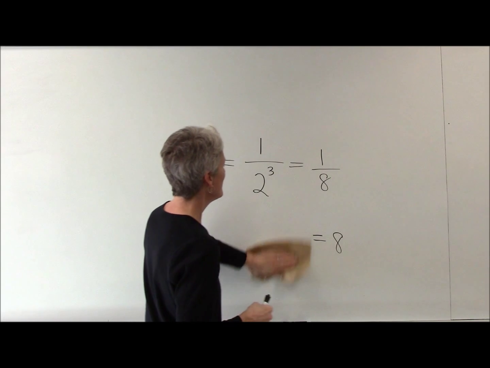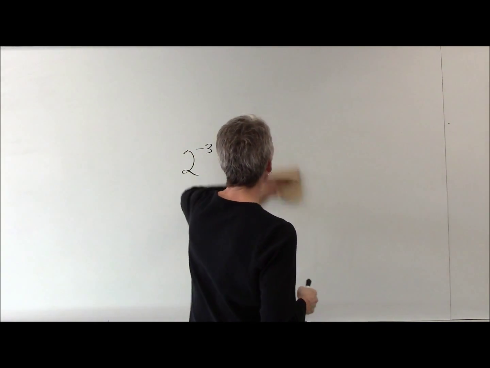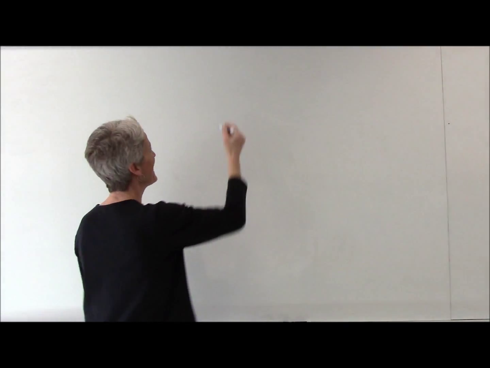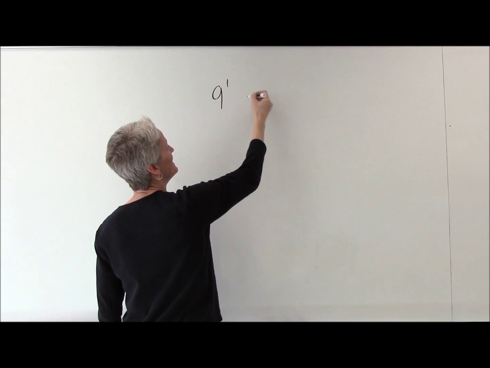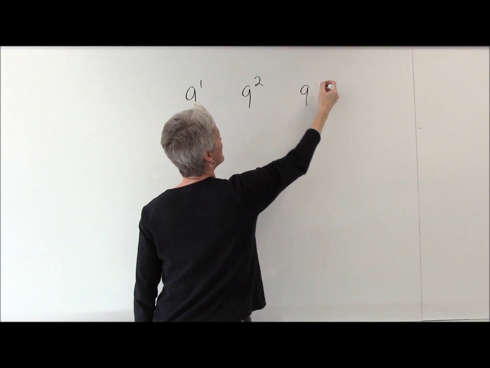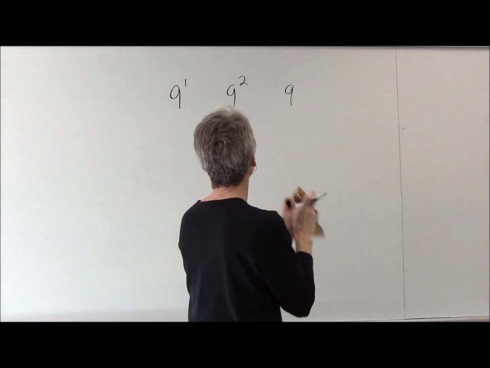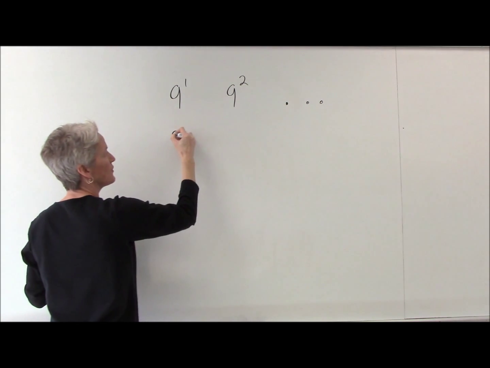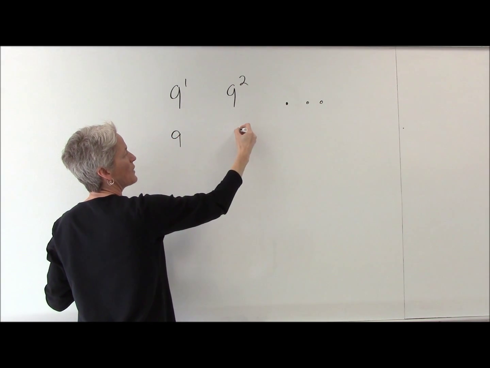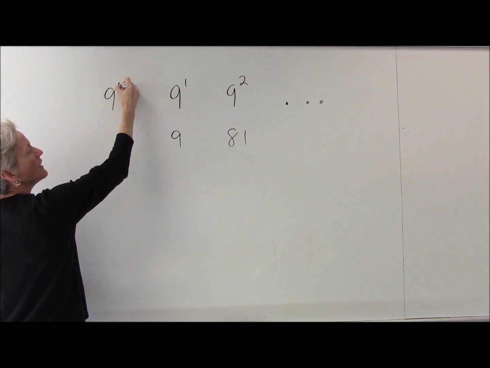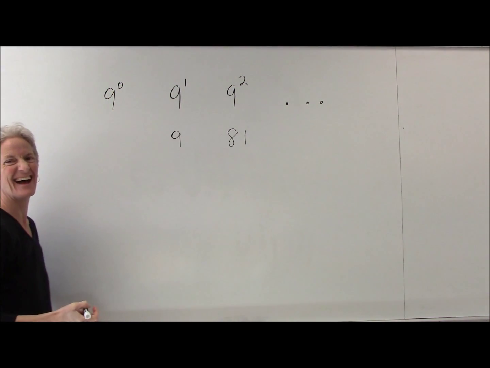Okay? And there's another way to think about why this makes sense. So just indulge me for a moment. Yes, I would love to. If I have 9, dot, dot, dot. 9 to the 1, I think we can agree is 9. 9 squared, I think we can agree is 81. Yes, 81. You said 91, but that's all right.